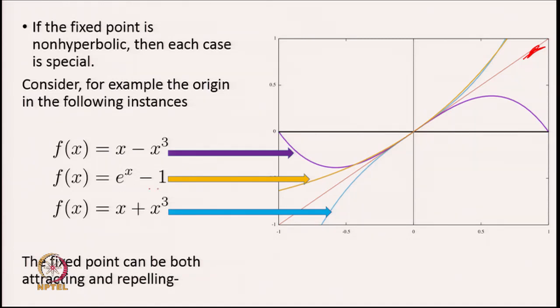If I take this function e to the x minus 1, which is the yellow curve, then from one side the slope is less than 1, so it is attracting, and from the other side the slope is bigger than 1, so it is repelling. And in the third example over here, I am sorry, it's repelling on both the sides. In the other example over here, the slope here is less than 1, so it is attracting, and over here it is bigger than 1, so it is repelling. So, again you have this rather complicated behavior, which is neither attracting nor repelling, and this is typical of what happens in the non-hyperbolic case.